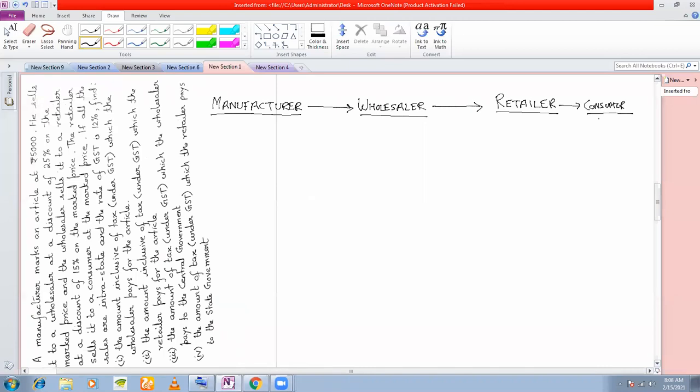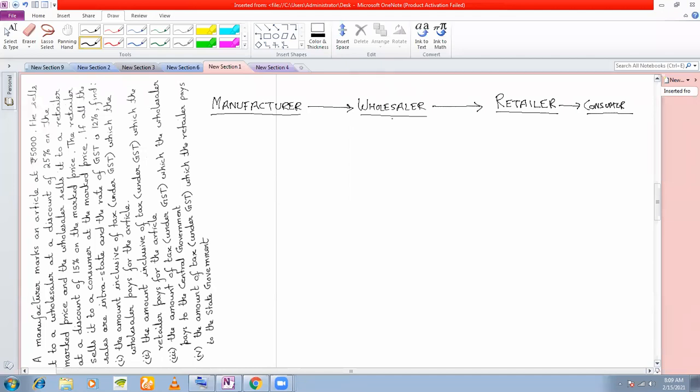Now, if all the sales are intra-state, that is within the same state, and the rate of GST is 12%, then you know that the state government and the central government share half the GST each. So the state government gets 6%, the central government gets 6%. Now you have to answer these questions.